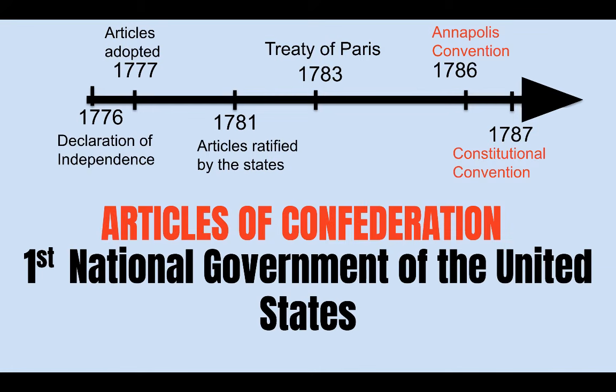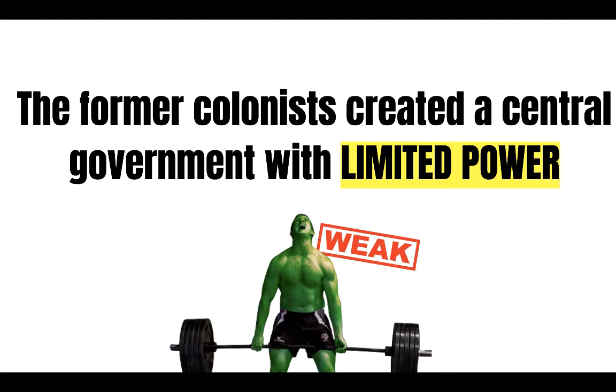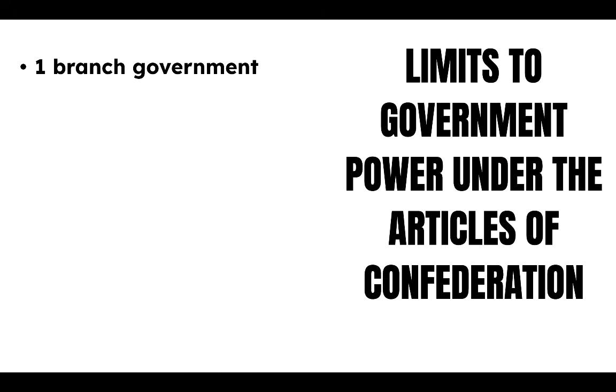The Articles of Confederation is the first attempt at a national government, and it is under the Articles that members of the Second Continental Congress sought to unify the newly independent states. The former colonists created a central government with limited power. Some examples of limits to government power under the Articles include: the Articles created a one-branch government. There was not an executive branch under the Articles.